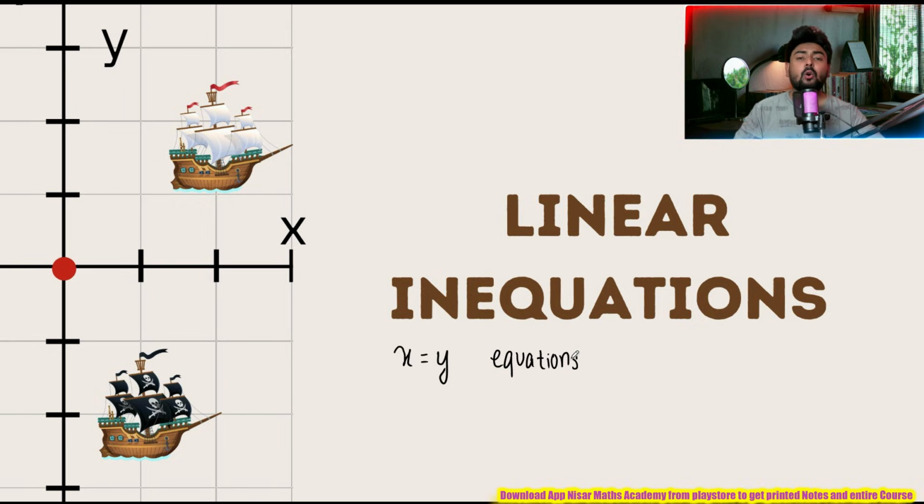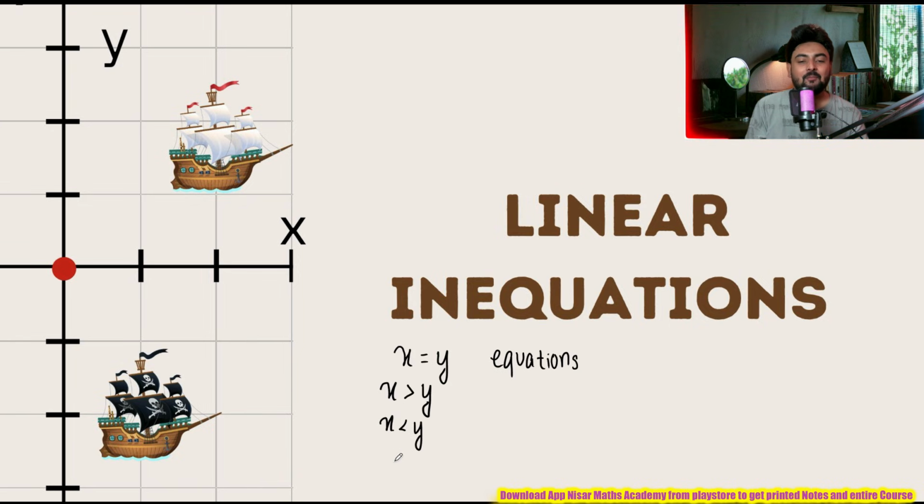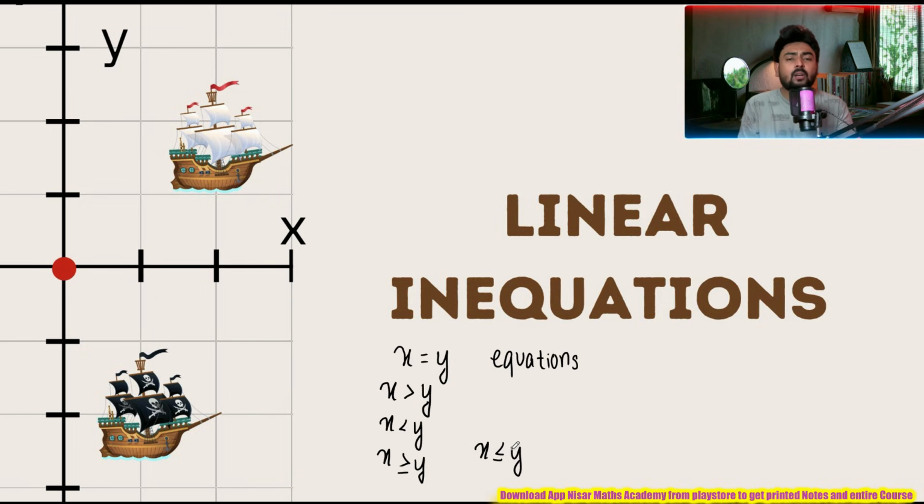Suppose the two quantities are not equal, then what are the possibilities? What may be the relation between those two quantities? Can I say that if they both are not equal, either x may be greater than y, x may be less than y, x may be greater than or equal to y, or x may be less than or equal to y. Okay, so when the two quantities are not equal, here arise inequations. So they have four conditions.